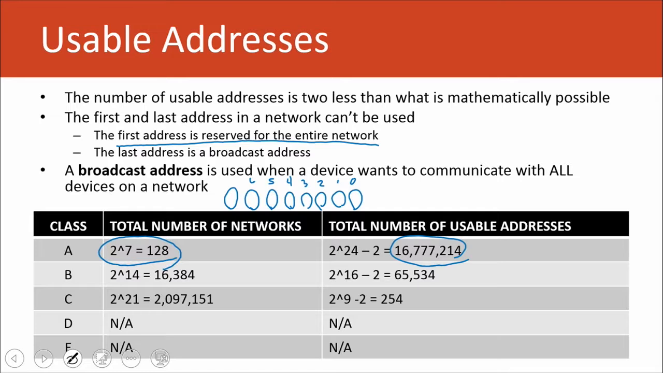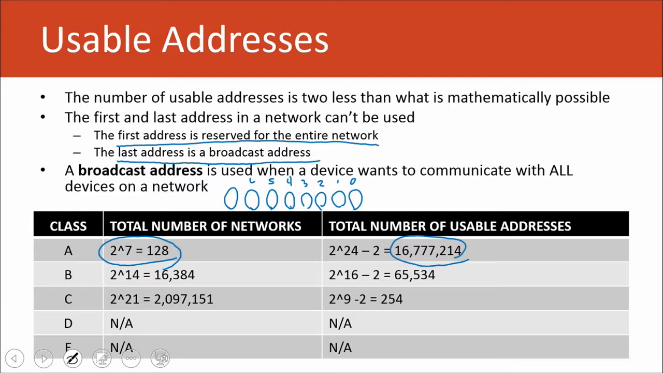It's used by the default gateway, which is a router that's going to serve as the gateway, no pun intended, to the internet for your local area network. And the last address is used for a broadcast address. And that's used when a device wants to communicate with all devices on a network.